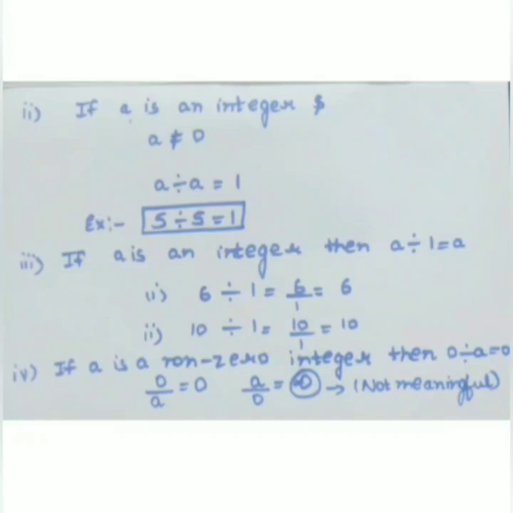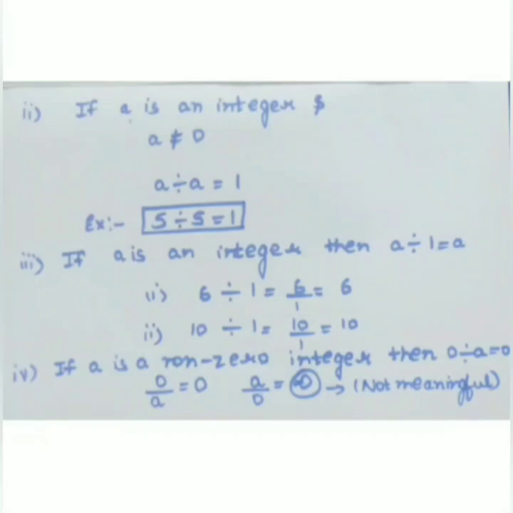The third property: if a is an integer, then a divided by 1 will give you a only. Any integer value divided by 1 will give you the same value that integer is having. Let's take an example. 6 divided by 1 is giving you 6 itself only.